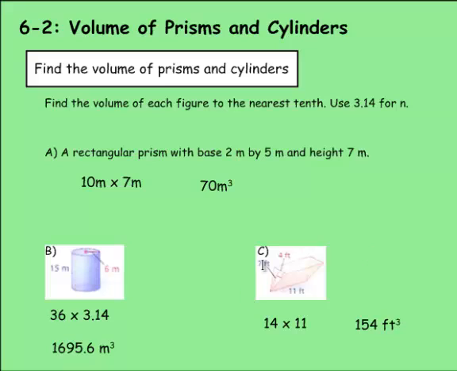Just to recap for that, we found the area of that triangle, which is 7 times 4 divided by 2. Then you multiply it times the height, which gives you this answer.